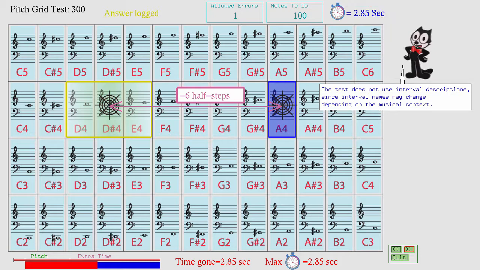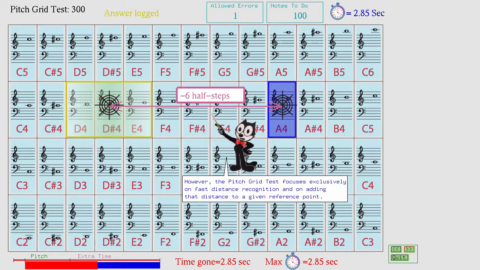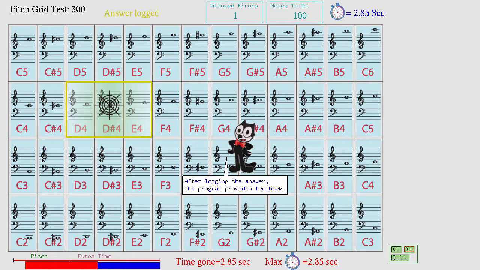The test does not use interval descriptions, since interval names may change depending on the musical context. Of course, a musical context makes interval identification easier, as you can base your answer on contextual hints. However, the pitch grid test focuses exclusively on fast distance recognition, and on adding the distance to a given reference point. After logging the answer, the program provides feedback.